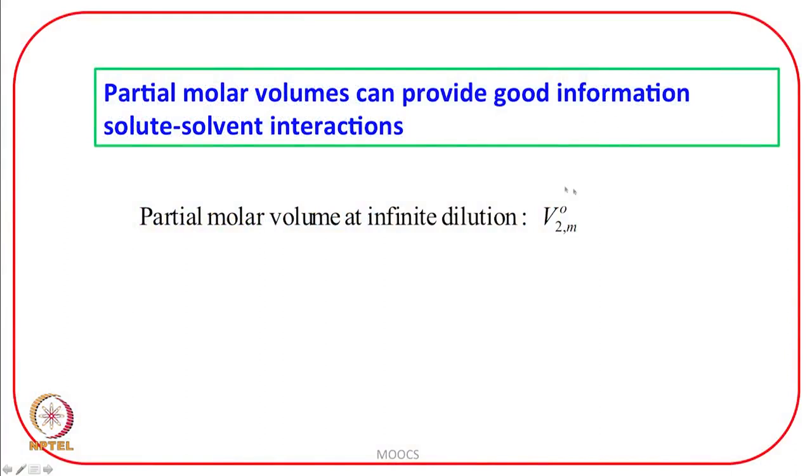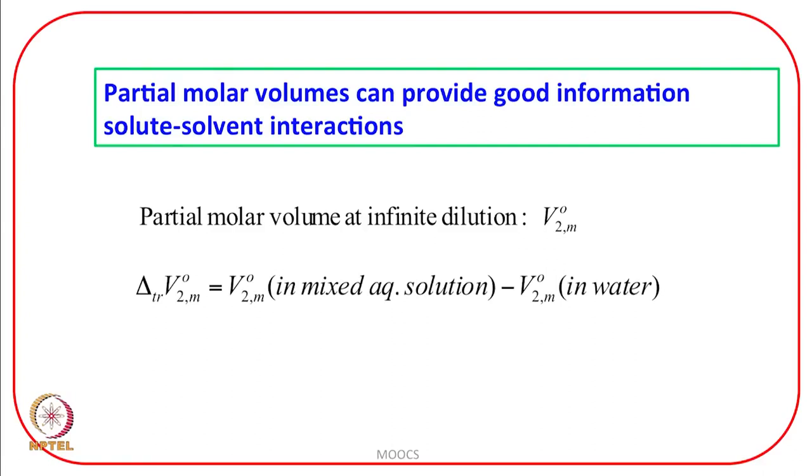And as mentioned in this slide, the partial molar volume at infinite dilution, let us write as V2m naught, and the transfer means if I measure the partial molar volume in a mixed aqueous solution and partial molar volume of that substance in water, then the difference in these values, which we call the transfer partial molar volume, is a good indicator of the nature of solute solvent interaction.